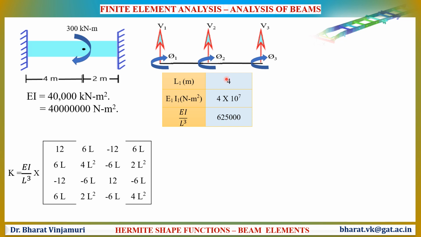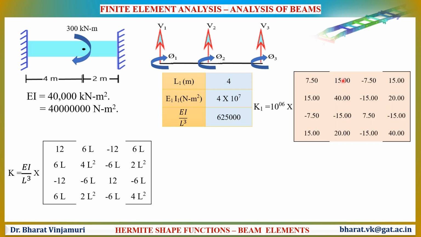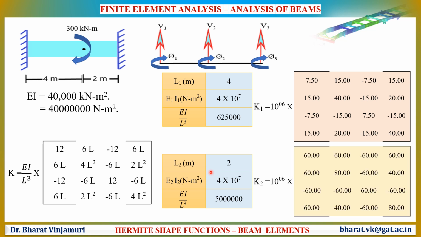By substituting the values of element 1, we will be able to determine the stiffness matrix for element 1. Also, by substituting the values of element 2, we will get the stiffness matrix of element 2. By combining these stiffness matrices, we will be able to obtain the global stiffness matrix.